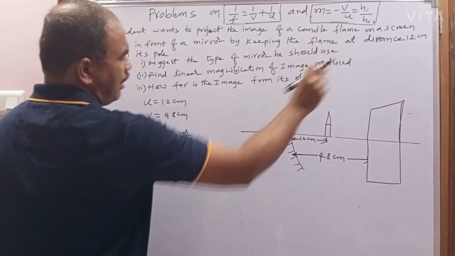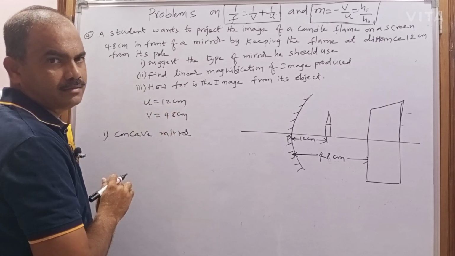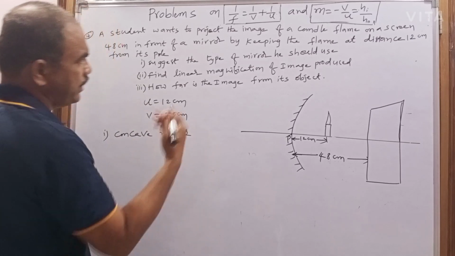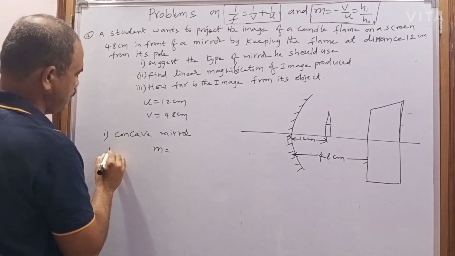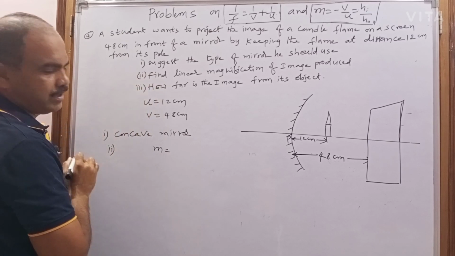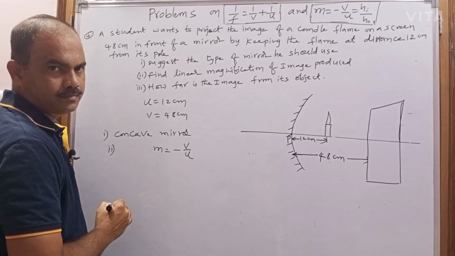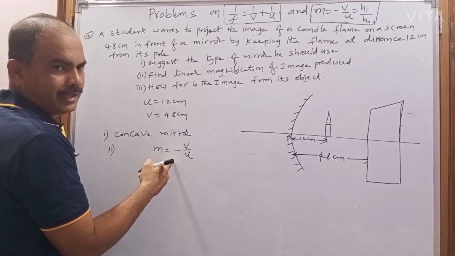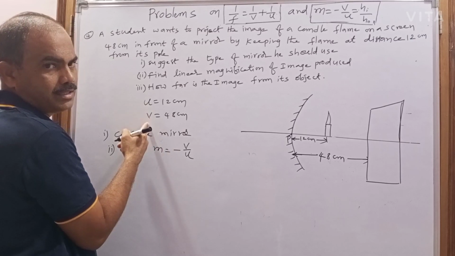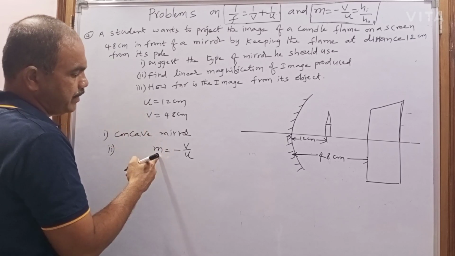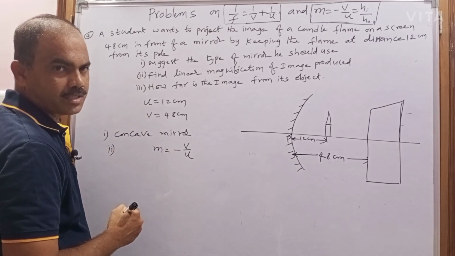Image distance and object distance are given. What is image distance? 48. What is object distance? 12. Now to find the linear magnification, what is the formula? M equal to minus V by U. But don't substitute directly in this formula, because the magnification is unknown. That's why for U and V you have to apply the sign convention.